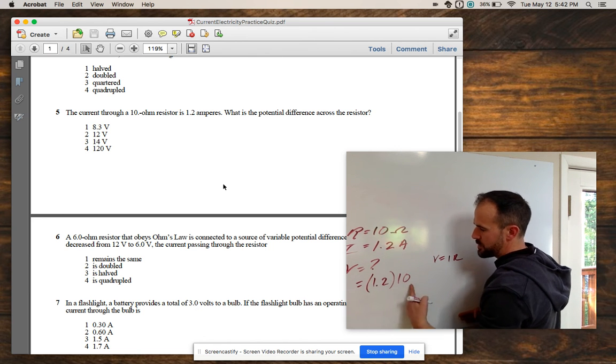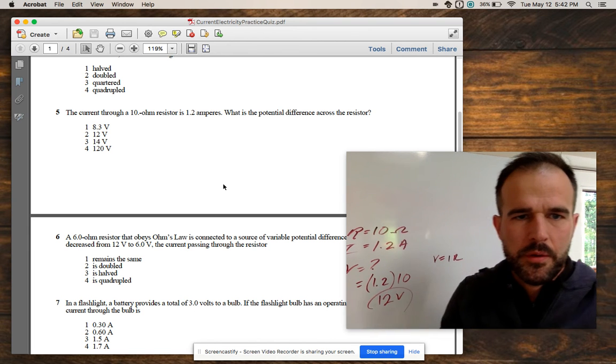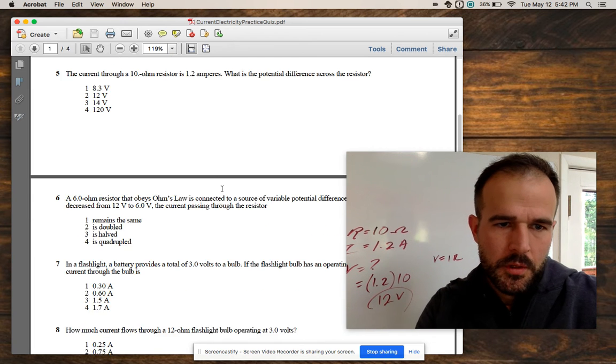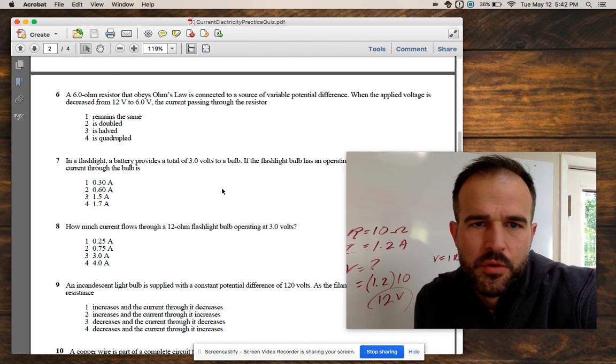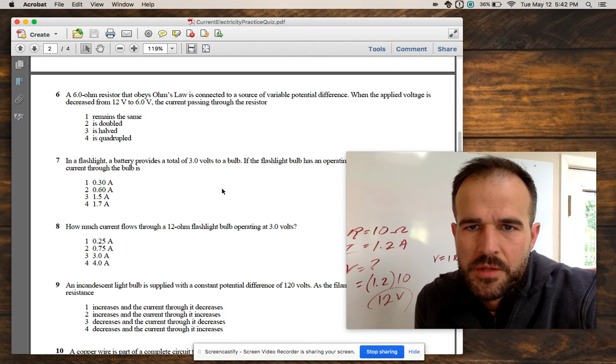1.2 times 10, easy peasy, times 10, looks like 12 volts. And there it is, answer 2. Number 6, a 6 ohm resistor. It's obeying Ohm's law, okay. It's connected to a variable voltage again.